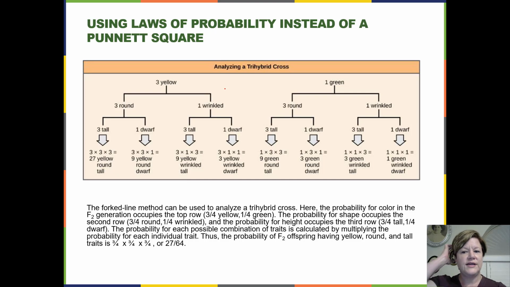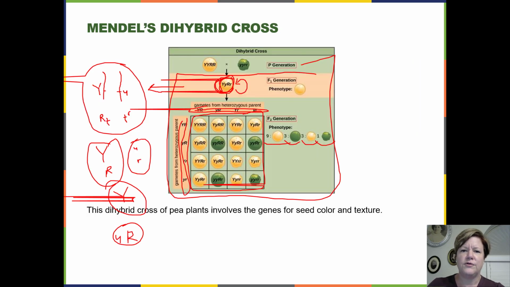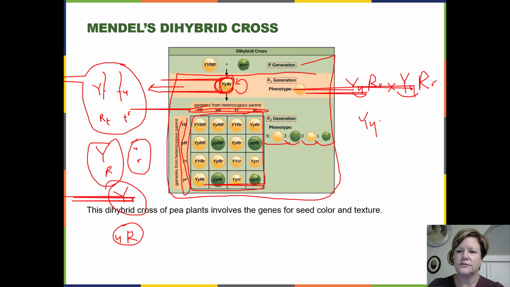But what you're really doing is using the laws of probability. All right? I don't want to do a trihybrid. What you're really doing is using the laws of probability, because if you self-fertilize a big Y, little y, big R, little r to itself, then what you're really doing is crossing a big Y, little y to another big Y, little y. And then at the same time, simultaneously, you're also doing a cross of big R, little r to big R, little r.